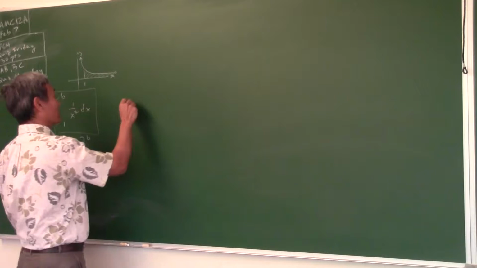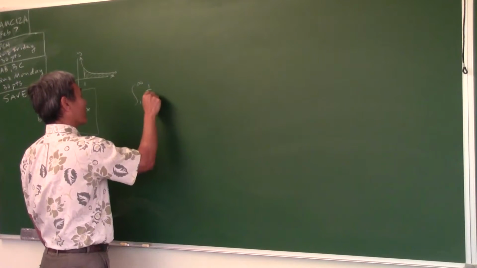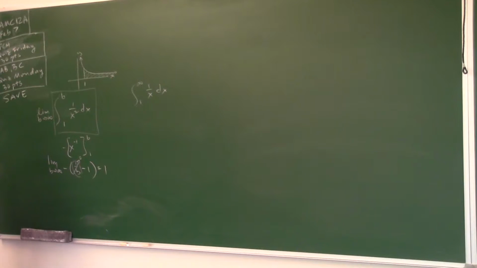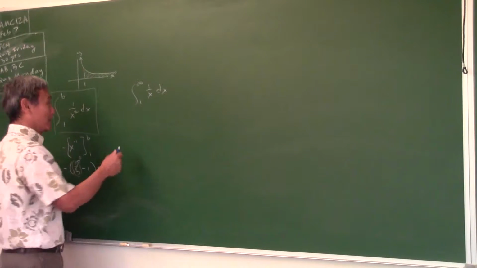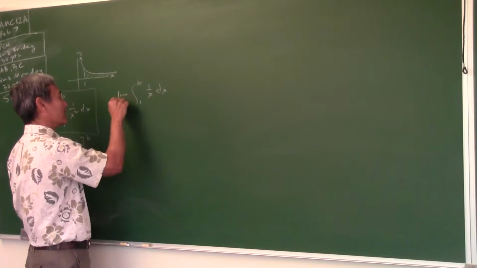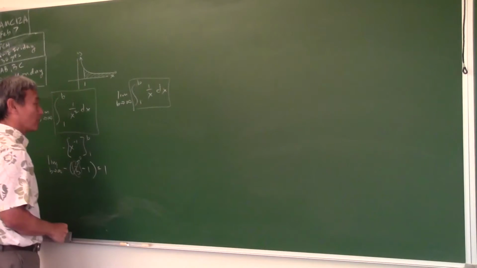Okay, let's take a look at another one. What about the integral from 1 to infinity of 1 over x dx? Now the graph is very similar to that, so you might say, oh, that area is going to be finite too, but we don't know, so let's figure it out. So I'm going to replace the infinity with a b here, and then take the limit as b approaches infinity. Compute this integral normally.